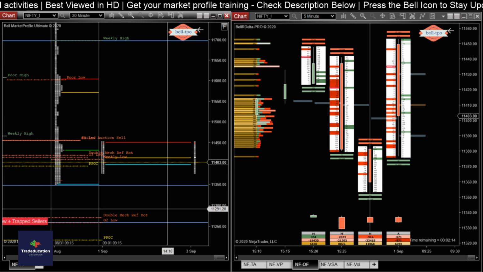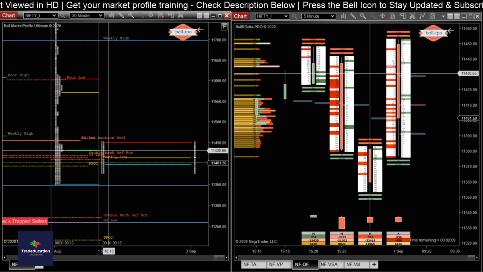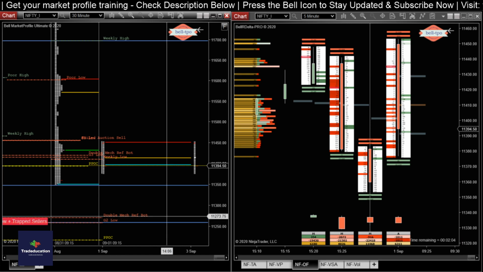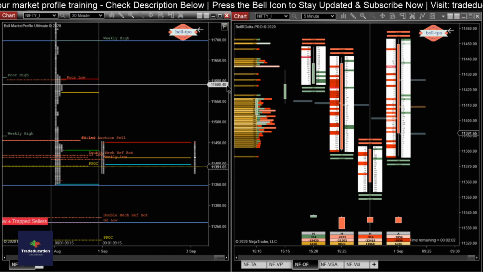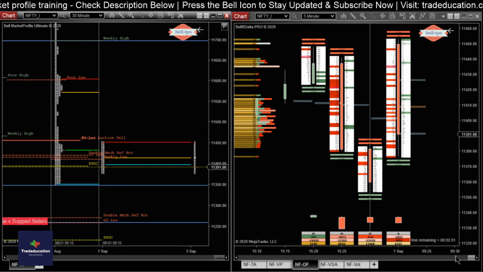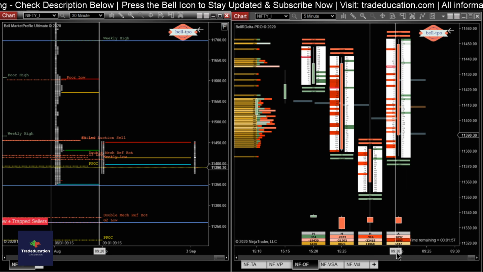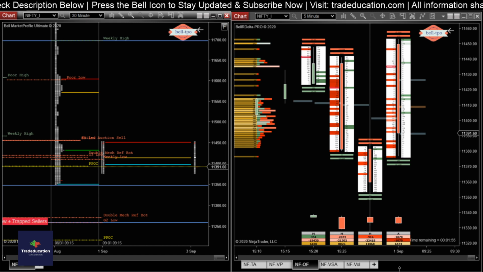Currently the auction has opened within yesterday's range. It is getting rejected around the POC of yesterday. The contracts traded are 6,000. Yesterday, I think it was 11,000, so we need to see whether it's the same.